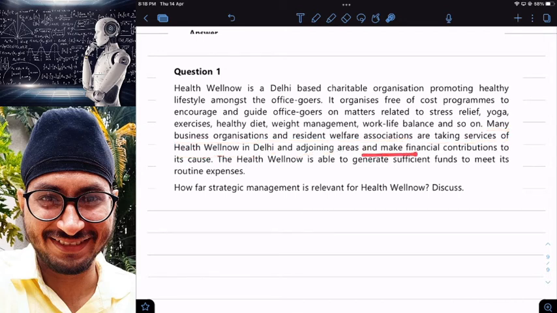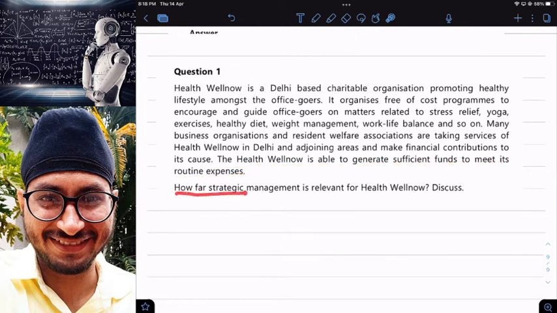areas. And they also make financial contributions. Like, they are not asking you to make a financial contribution. Any person who is attending this is giving some donation to these people. They say the Health Well Now is able to generate sufficient funds to meet its routine expenses.